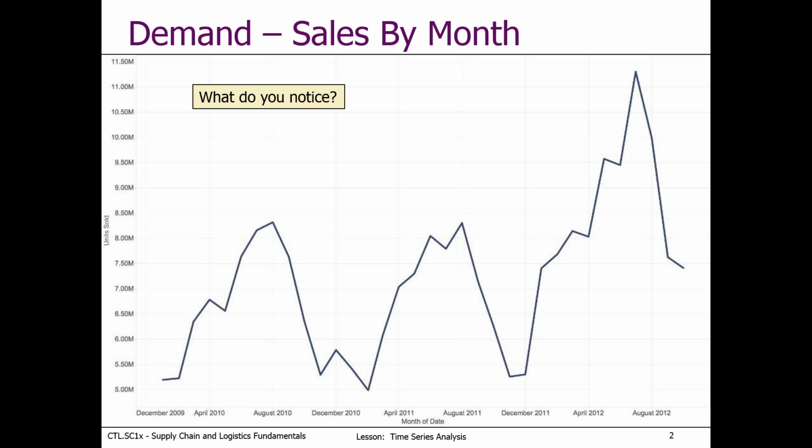a trend. So what I'm showing here is sales by month for a low-cost food item, and it's for North American demand. On my horizontal axis is the time from December 2009 all the way up to just before, I think, November 2012. So about 3 years' worth of data here. And on the vertical axis is the number of units sold, and you can see it peaks at just over 11 million up here in the summer of 2012.